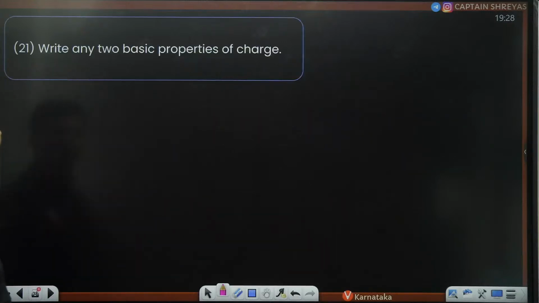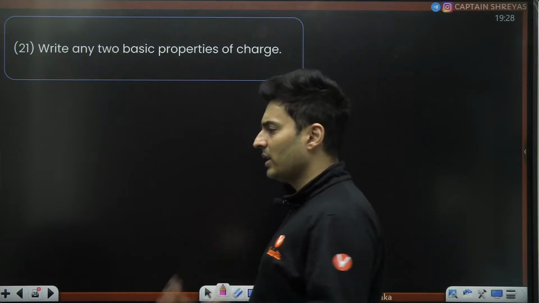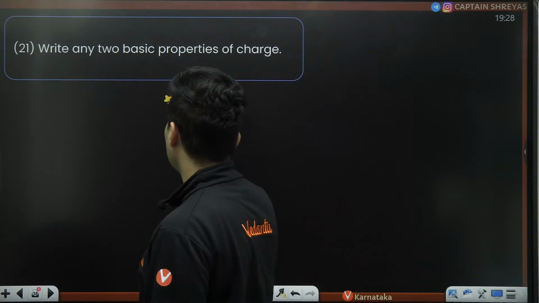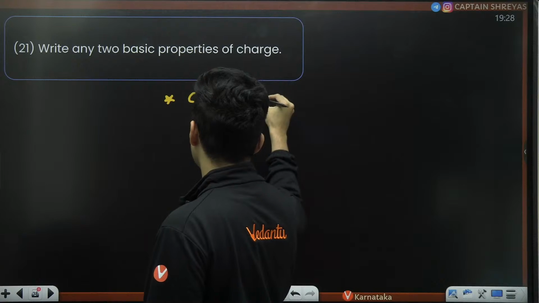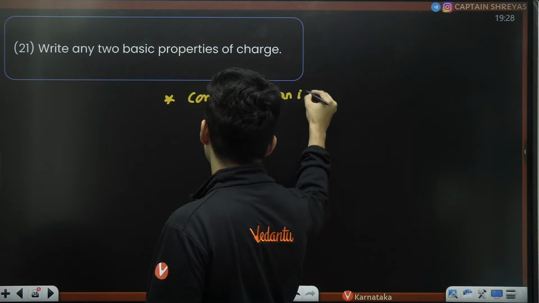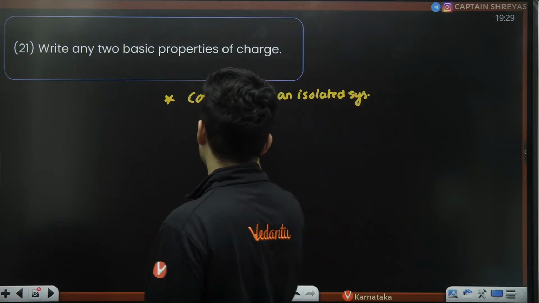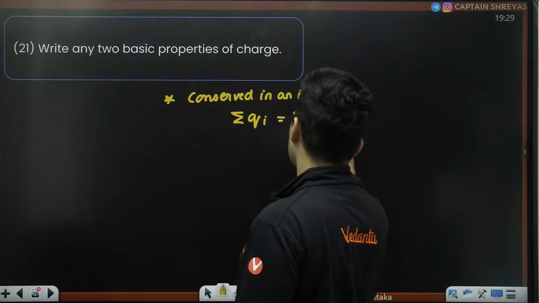This is the next question coming up on your screen. We have been doing this question 100 times. What are the basic properties of charge? One of the properties you can say is that it is conserved in an isolated system. So the net charge initially will be the net charge finally.